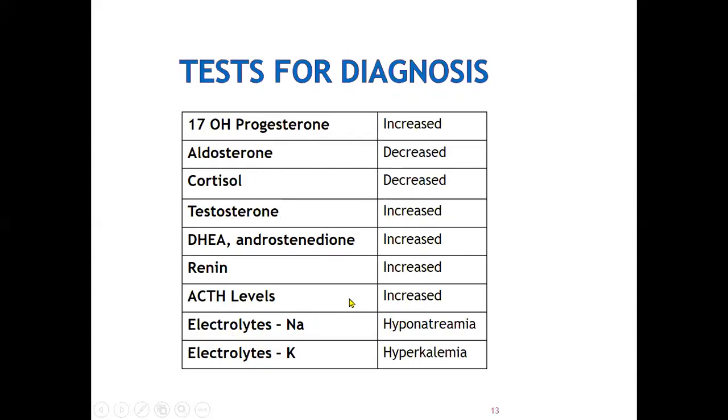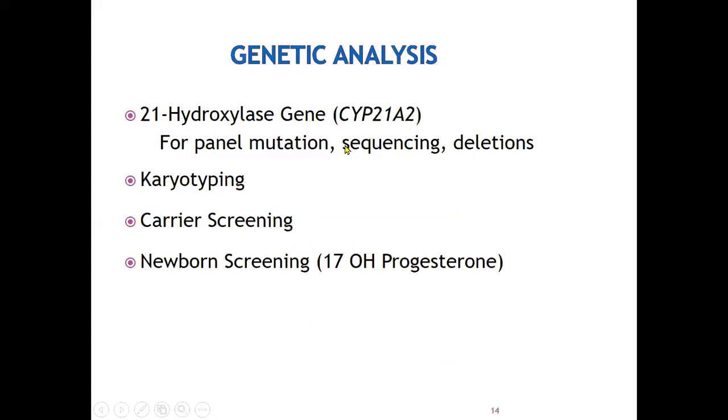In electrolytes, there is hyponatremia. And in the case of potassium, there is hyperkalemia. These 2 points are important in attempting the MCQ, and it is also important to keep in mind that sex steroids are increased. These are the hormones which are used for the diagnosis of CAH.